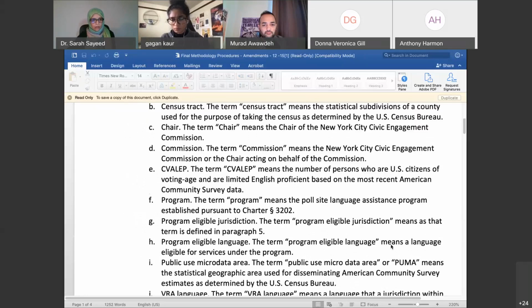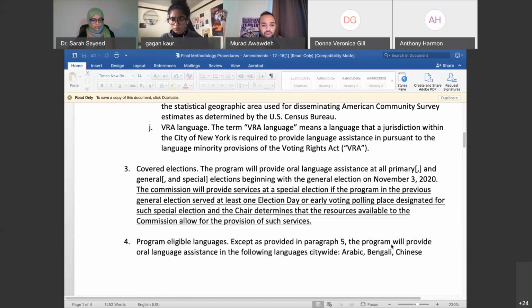There's no changes there. The third is covered elections. So here what we're seeing is that we are going to be providing primary and general, but special elections require further attention. So we're taking that and expanding on how we will serve special elections.